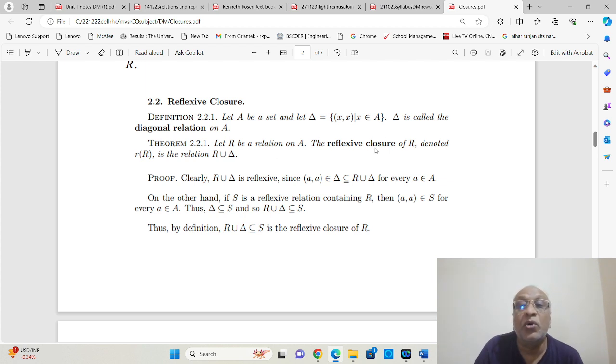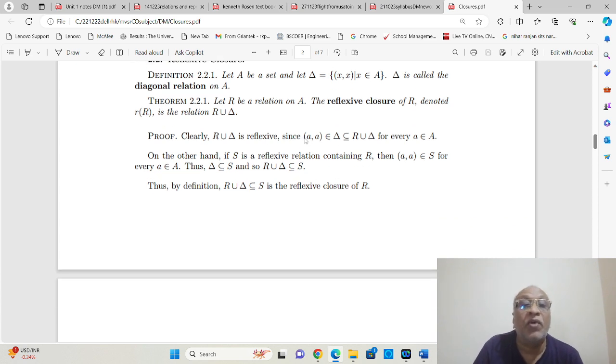So how do I put reflexive closure? R union delta. Why is it reflexive? Since (a, a) belongs to delta, which is a subset of R union delta, for every a belonging to A.